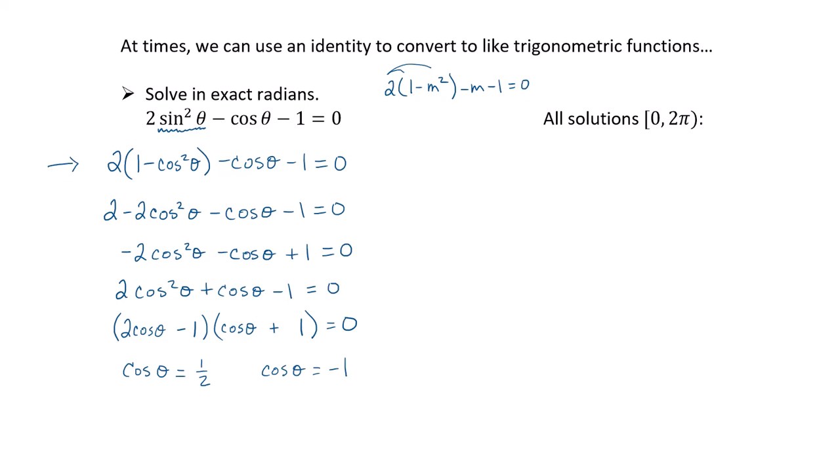So where is the cosine of theta a positive half? That's going to be a theta of pi over 3 or 5 pi over 3. And where is the cosine of theta negative 1? That's going to be at pi. So I have 3 solutions for this particular trig equation.